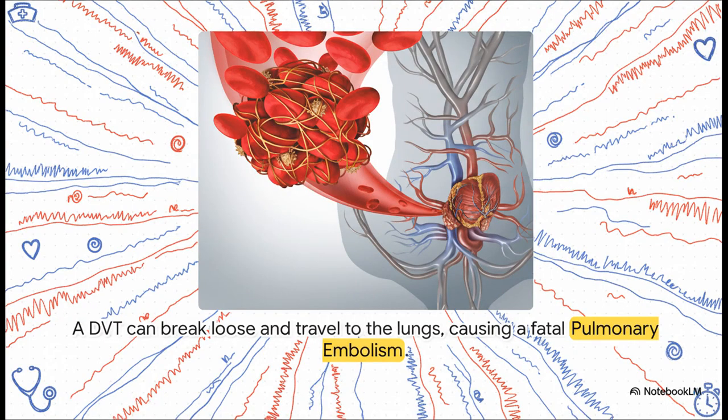Now, a DVT in the leg is bad enough, but here's where it gets truly terrifying. A piece of that clot can just break off, travel right up through the bloodstream, and lodge itself in the lungs. That causes a pulmonary embolism, or a PE, and that can be fatal. This is the absolute worst-case scenario we are always working to prevent.